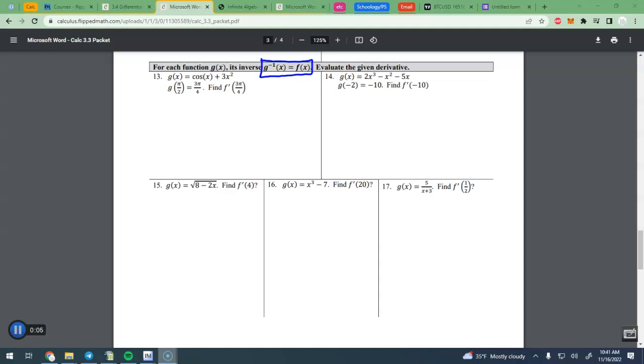Inverses. So when they ask me to find f prime, and I see these two are both g's, I just get a little confused. I would prefer to rewrite it as g inverse prime of 3 pi over 4, because then everything's g. You don't have to do it that way, just my suggestion. And then g inverse prime is 1 over g prime of g inverse of 3 pi over 4.